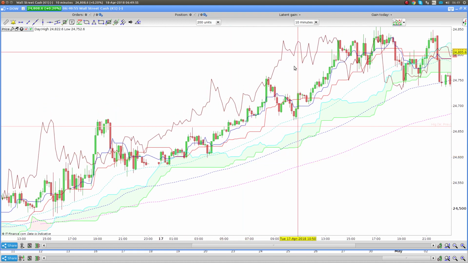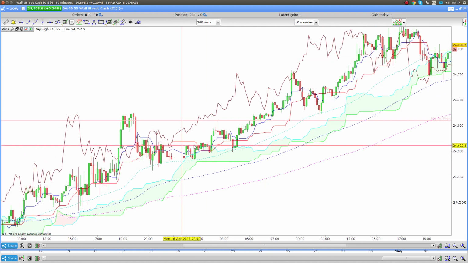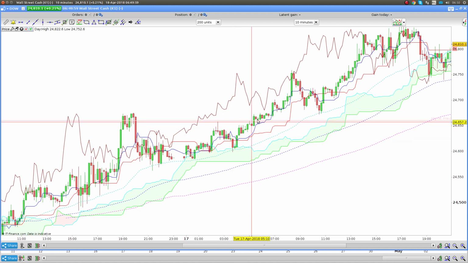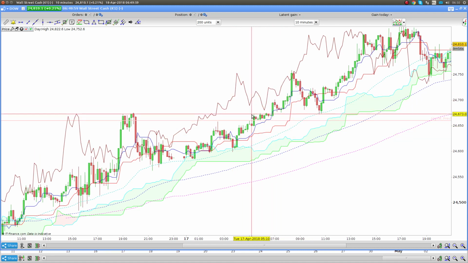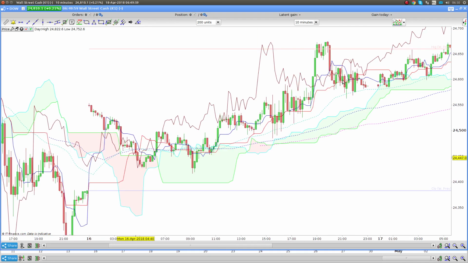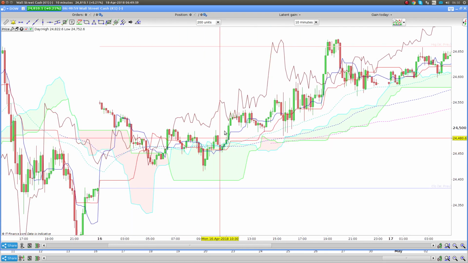So now, when you're far away from support and resistance, it works an absolute charm. That's Tuesday. Let's look for here.